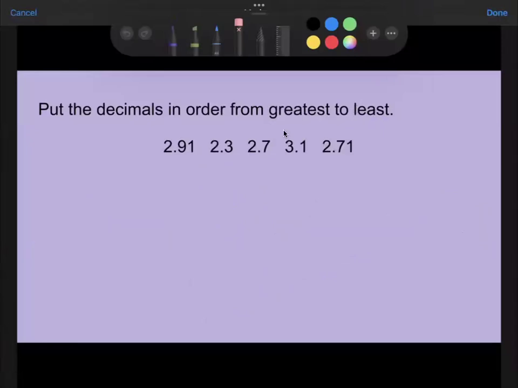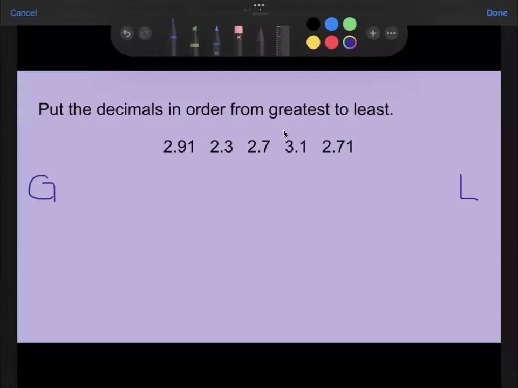Okay, here is our next one. We're putting these decimals in order from greatest to least. So I'm going to put a G over here. Oops, there we go. Put a G over here and an L over here. That means my final list should be going from greatest to least, and that G and L kind of helps me keep things on track.